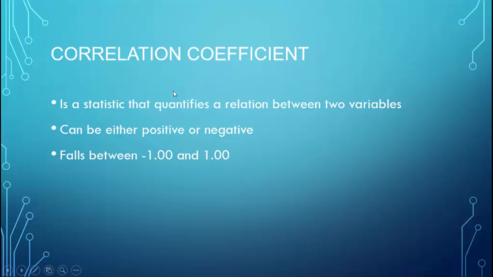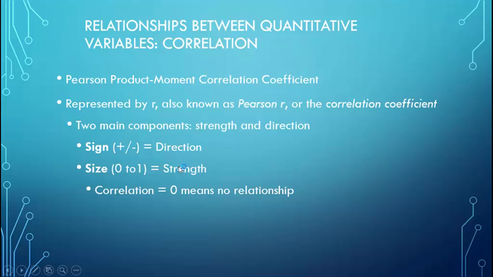So the correlation coefficient we're going to talk about first is a statistic that quantifies the relationship between the two variables. Your correlation can be either positive or negative, and it falls between -1 and +1. That's -1 is the lowest you can get for a correlation coefficient, +1 is the highest, and it's typically a decimal of some kind. The statistic that we use is called a Pearson product moment correlation coefficient. That's a long name. It's represented by a lowercase r, as you see here.